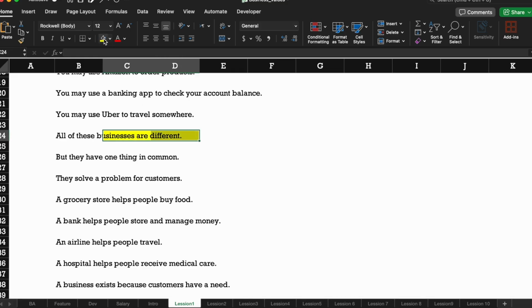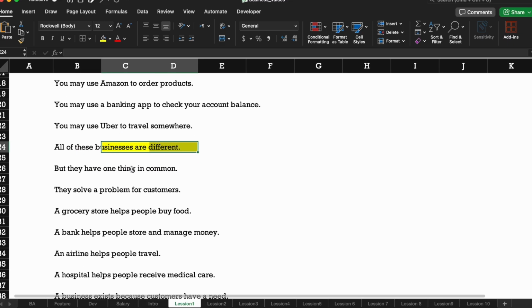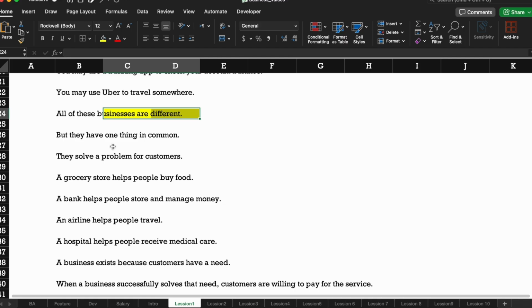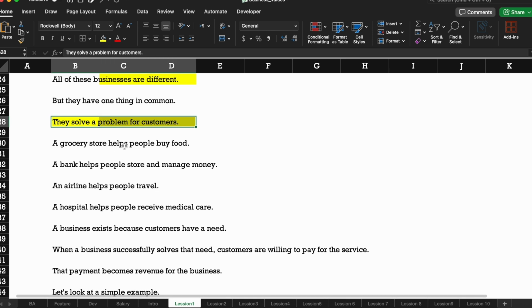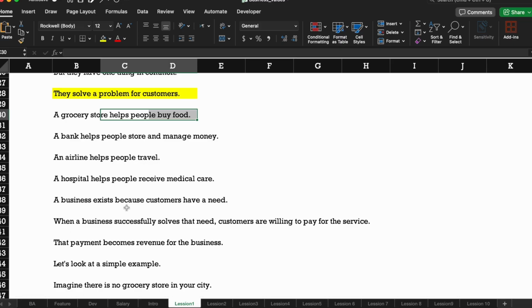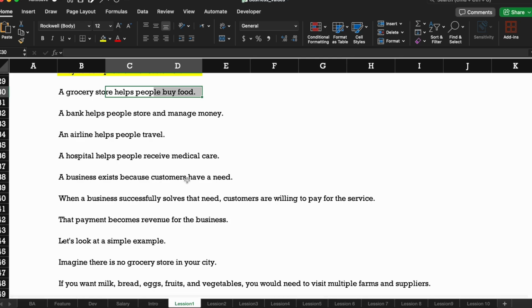These are all businesses, but they are different. What is the common thing here? All businesses exist because they try to solve a customer problem. A grocery store helps people buy food. A bank helps people store and manage money to fulfill their day-to-day financial needs. An airplane helps people travel. A hospital helps people receive medical care. A business exists because customers have a need.